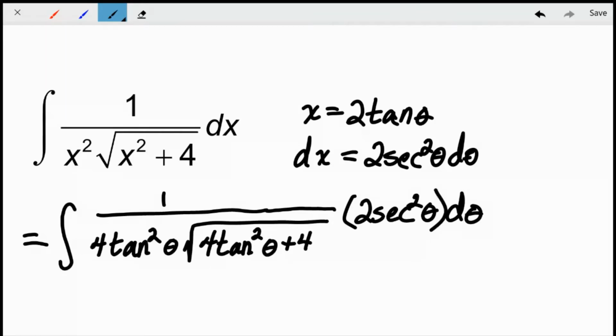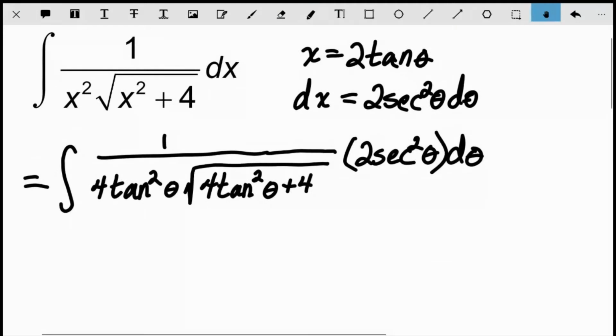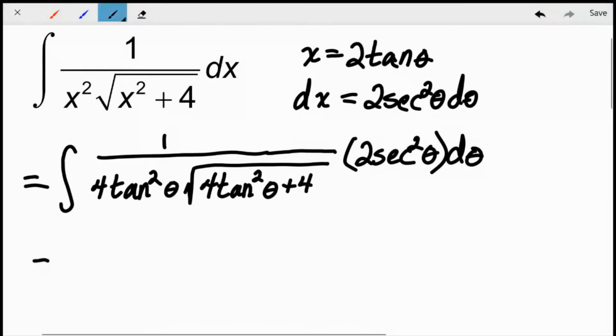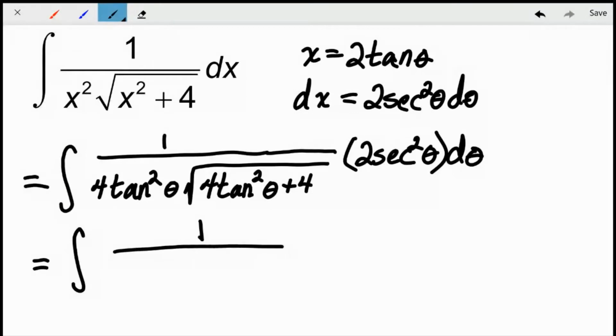So now I've got to simplify this out a little bit. And remember, if I've done this correctly, my square root's going to go away because that's really what I was trying to accomplish here. So in my denominator for this, I'm going to end up with 4 tangent squared theta.